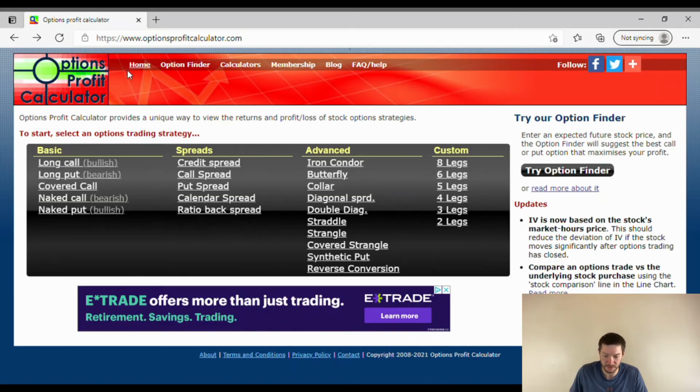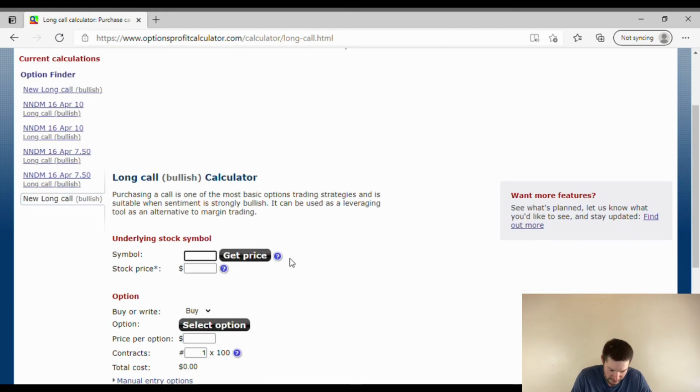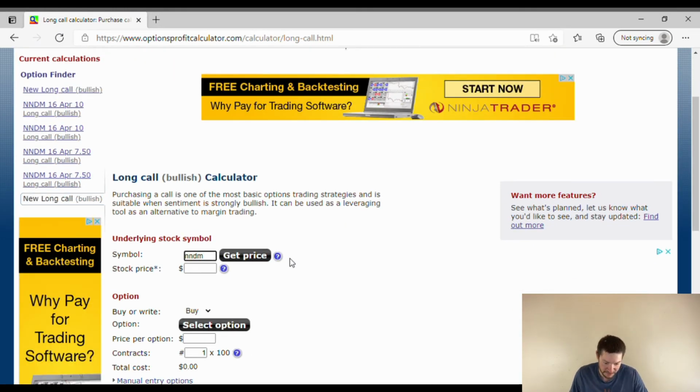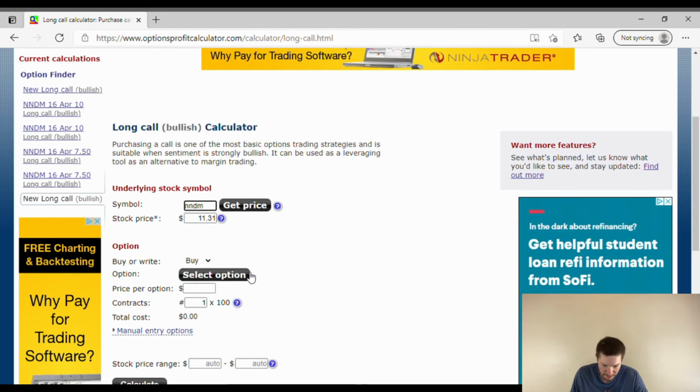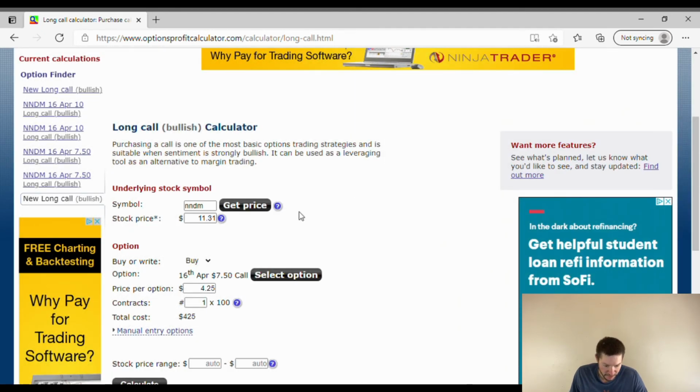And since we like to use all the resources we have available to trade, for options you have an options profit calculator. If you go to Google and type in options profit calculator, it'll pull up this website, and we go to long call bullish and type the ticker symbol, which is NNDM, and then we can select option. So we were talking about the April 16th $7.50 strike, and then we can go to calculate.